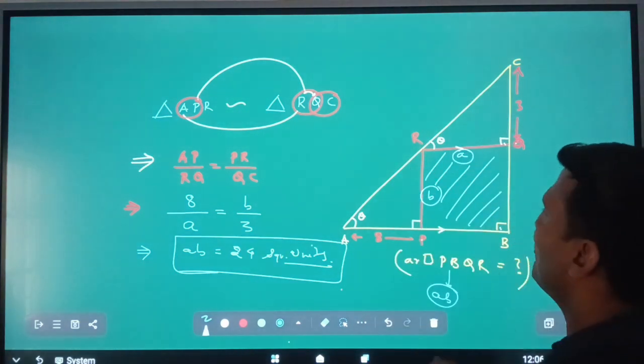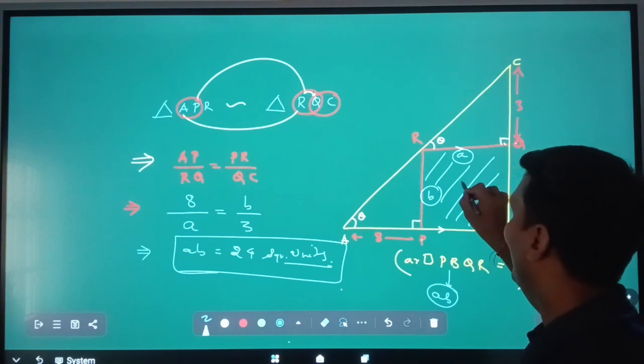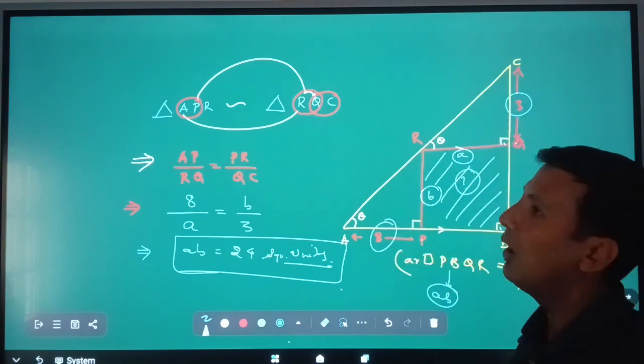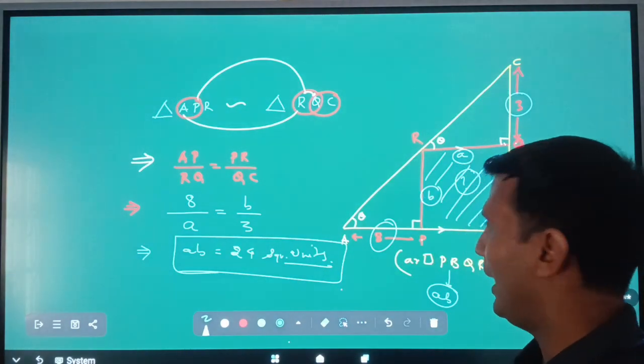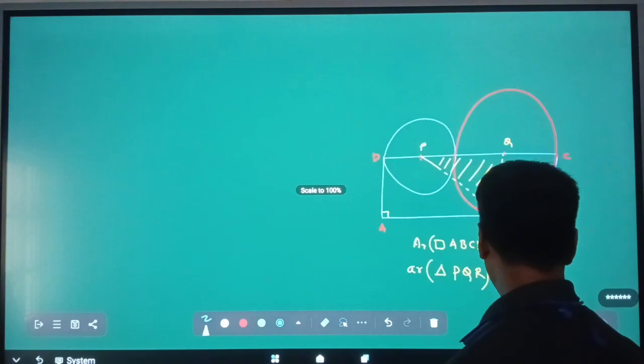Whenever you get such types of questions where these parts are given and you have to find out the area of the individual figure, just multiply these two and you will be at your answer. So I think this trick will also be useful for you. Now jump to the second question.